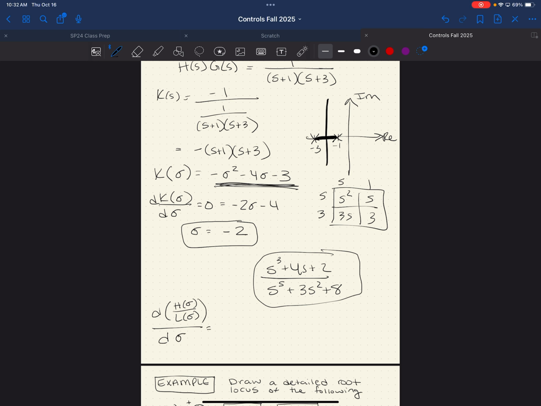This is equal to low d high, thank you, Angela, minus high d low over what? Low. Low over low.